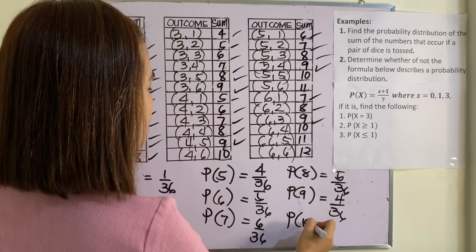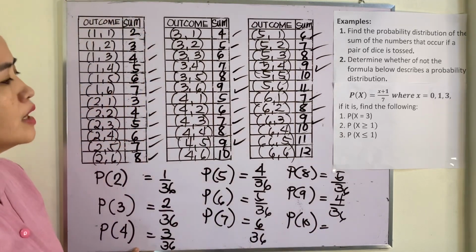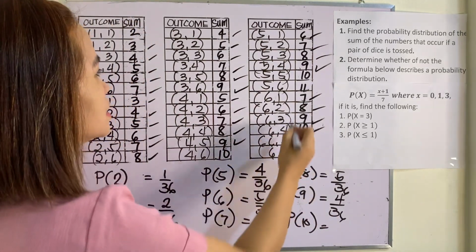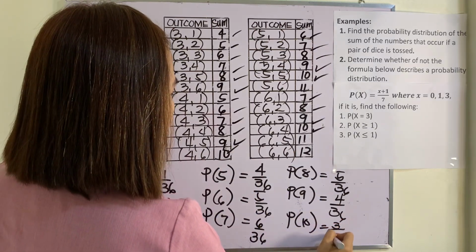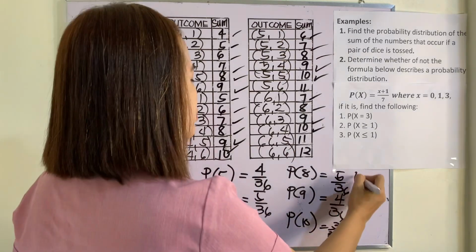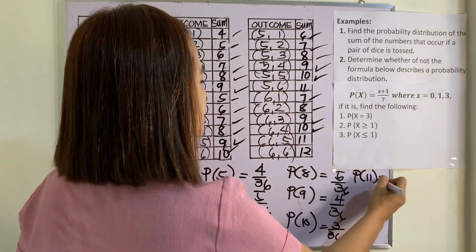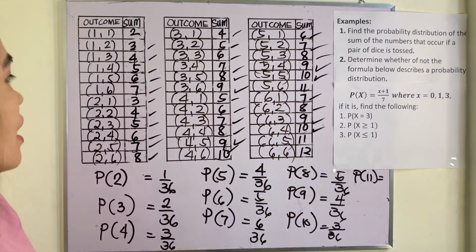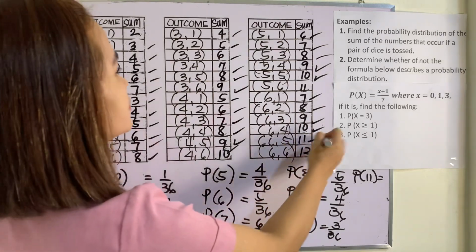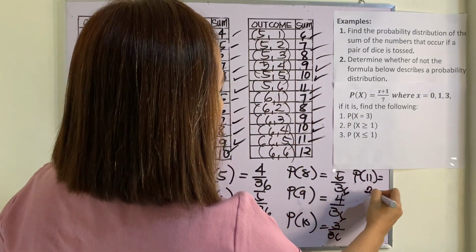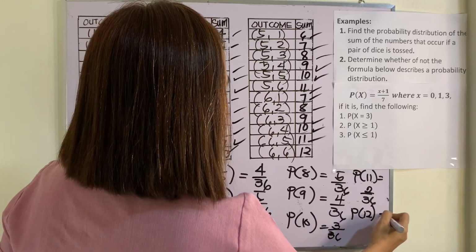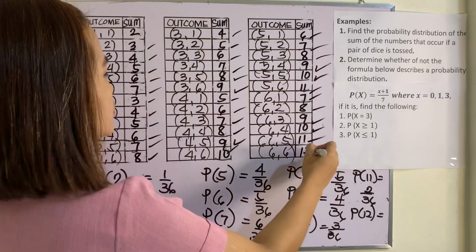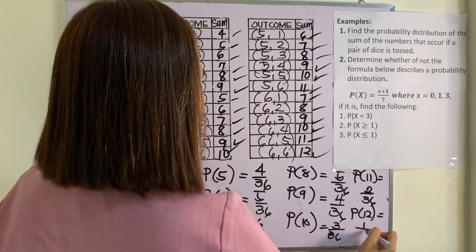What about P of 10? P of 10, we have 1, 2, 3. So that is 3 over 36. What about P of 11? P of 11, we have 1, 2. So this one is 2 over 36. And P of 12, we have 1. So that is 1 over 36.